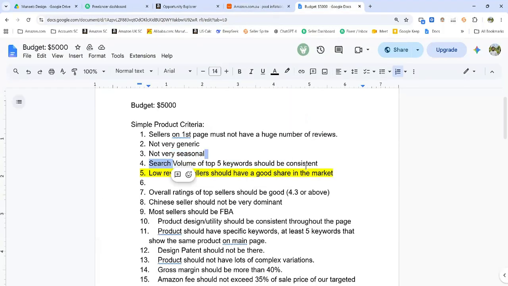Okay, but obviously, there will be sellers who will be making good profitability, good revenue in seasonal products throughout the year. But that does not mean it's the right strategy for everyone. So as a new seller, we stray away from seasonal products. Okay, search volume of top 5 keywords should be consistent.